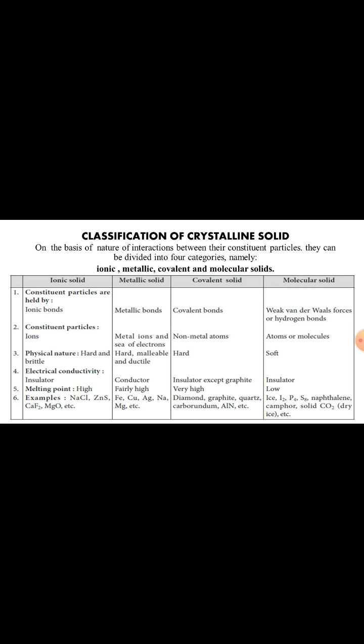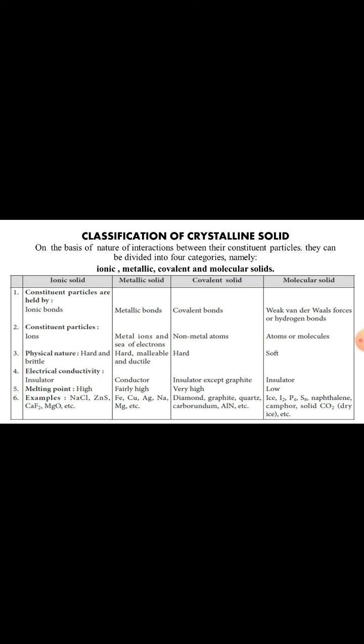The common examples are ice, I2, P4, S8, naphthalene, solid CO2 that is known as dry ice, camphor, naphthalene. These are the common examples of molecular solid. Molecular solids are of three types: non-polar, polar and H-bonded solid.